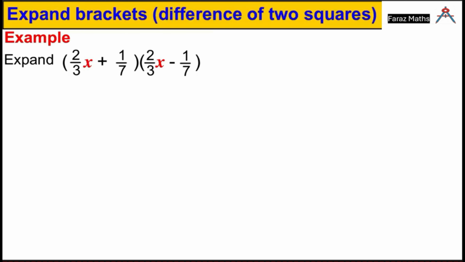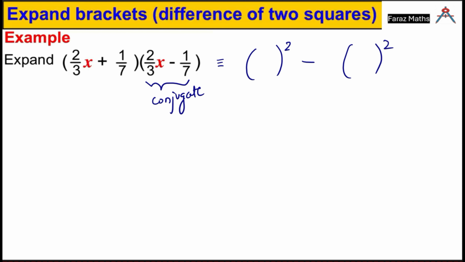We're coming to the last question. Pause the video and try this question by yourself. So here we have fractions, 2 over 3x plus 1 over 7, and 2 over 3x minus 1 over 7. So what you have to do, you have to do the same stuff. First term square minus second term square, because this is the conjugate of the first bracket. Because both brackets have the same terms, the only difference is that it has a negative sign. So 2 over 3x and 1 over 7.